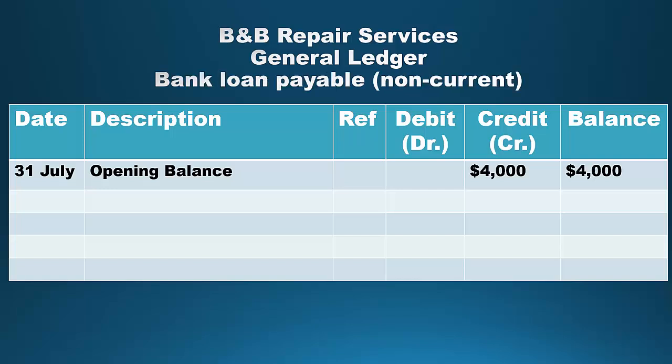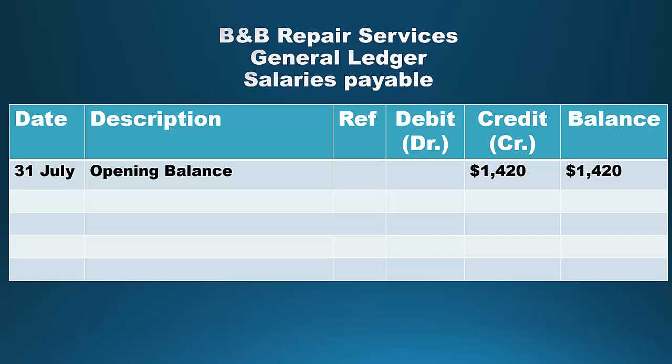8. Bank loan payable. The bank loan payable account represents a long-term loan the company owes to the bank. On July 31st, the balance is $4,000. Since this is also a liability account, the opening balance goes on the credit side of the ledger. 9. Salaries payable. Salaries payable tracks the wages the company owes its employees. As of July 31st, the balance is $1,420. Salaries payable is a liability account, so the opening balance is written on the credit side of the ledger.